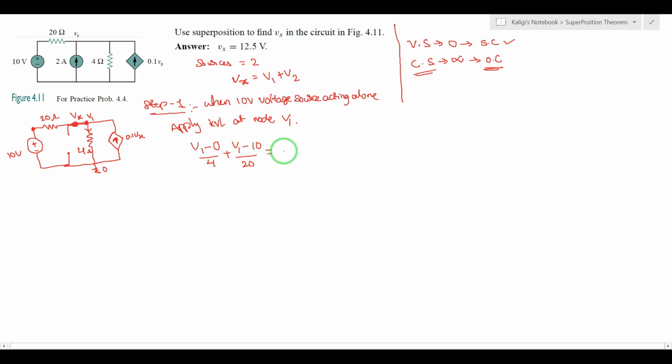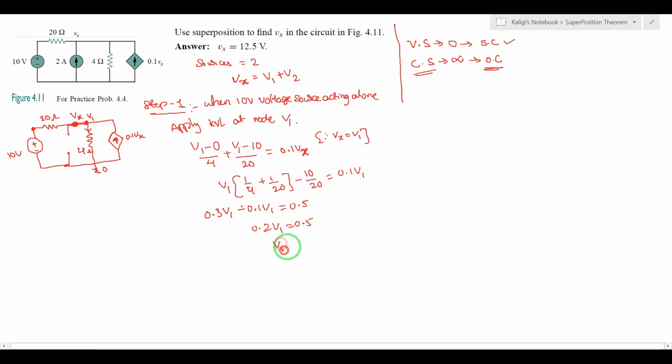Now this is equal to the dependent current source, the voltage dependent current source, that is incoming to the node V1. So I will write, equal to incoming currents, that is 0.1 Vx. You know that Vx is equal to V1. Now V1 times (1 by 4 plus 1 by 20) minus 10 by 20 is equal to 0.1 V1. So this is 0.3 V1 minus 0.1 V1 is equal to, I will shift this 10 by 20 to the right, that is 0.5, a constant. So 0.3 minus 0.1, 0.2 V1 is equal to 0.5, then V1 is equal to 2.5 volts. This is our response, the output voltage at step 1.